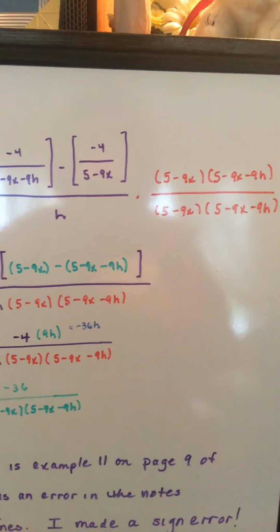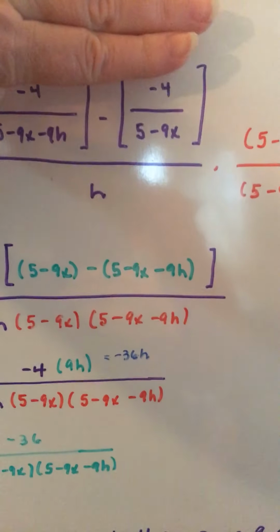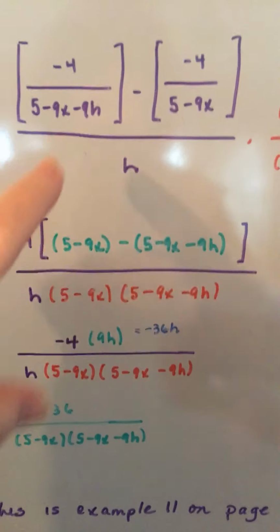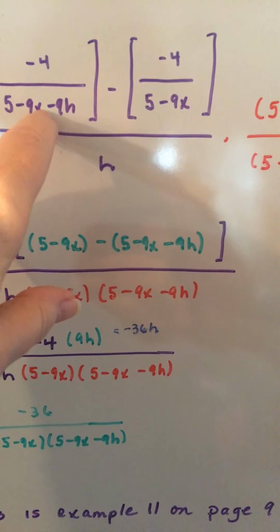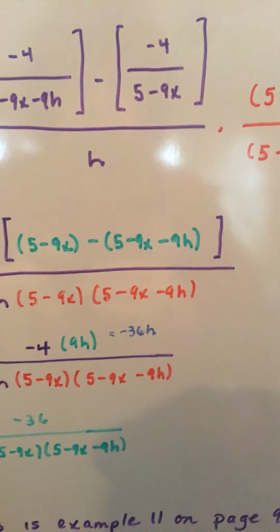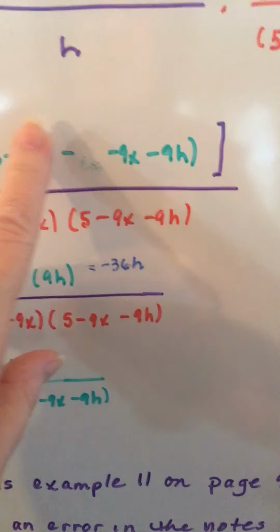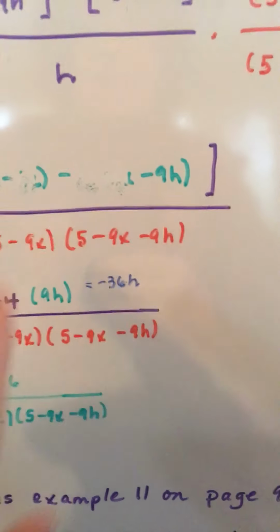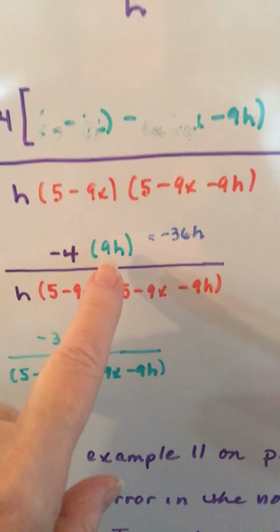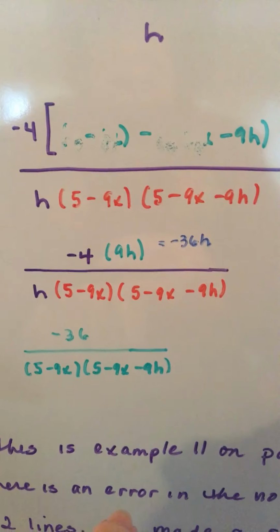So I'm going to play the game of what's missing, but I took the -4 out. So I'm not even thinking about it. I'm just thinking about all the problems. Like there's a 1 up there, so this just needs 5 minus 9x. This needs 5 minus 9x minus 9h. So the game's afoot. The 5's kill each other. The 9x's kill each other. Minus times -9h is positive 9h. Times -4 is negative 36h.